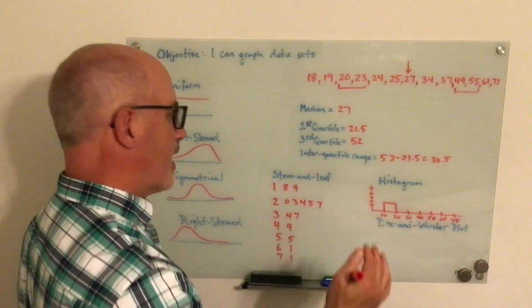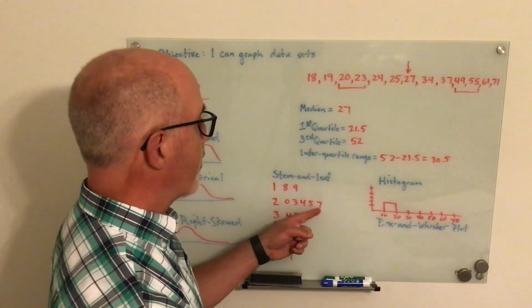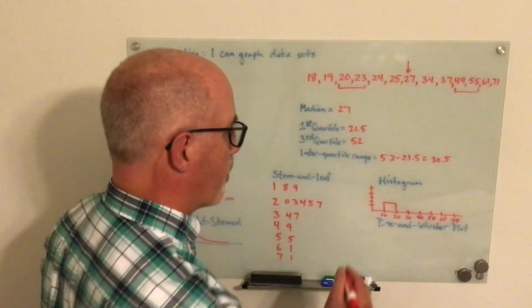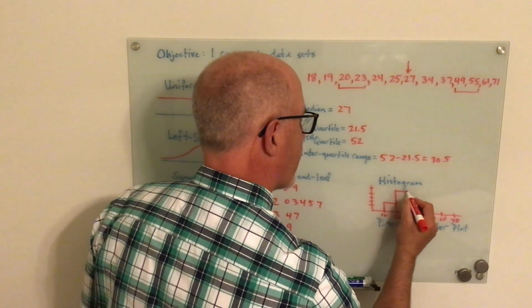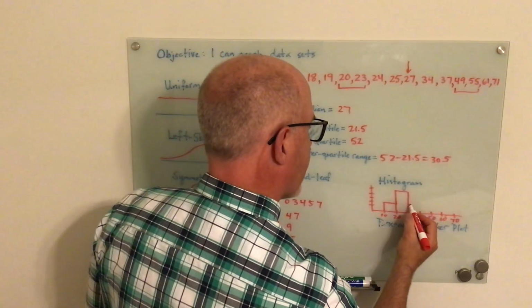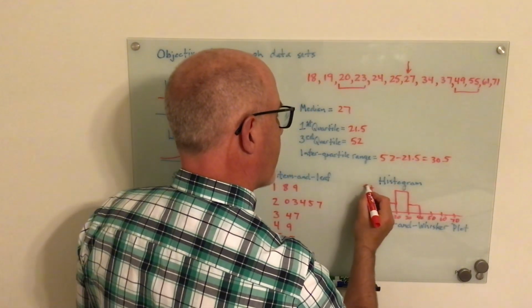20 goes up to the next one. So we'll count how many have a 2 to start off with. 1, 2, 3, 4, 5. So 1, 2, 3, 4, 5 numbers in the 20s. So that's going to go all the way up here. Then when we get to the 30s, you're going to have 2 of them again. Just put a 2 there and a 5 up here.